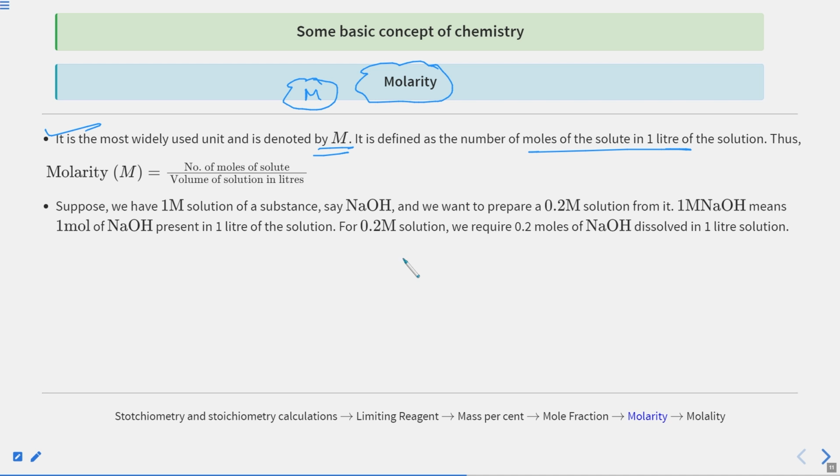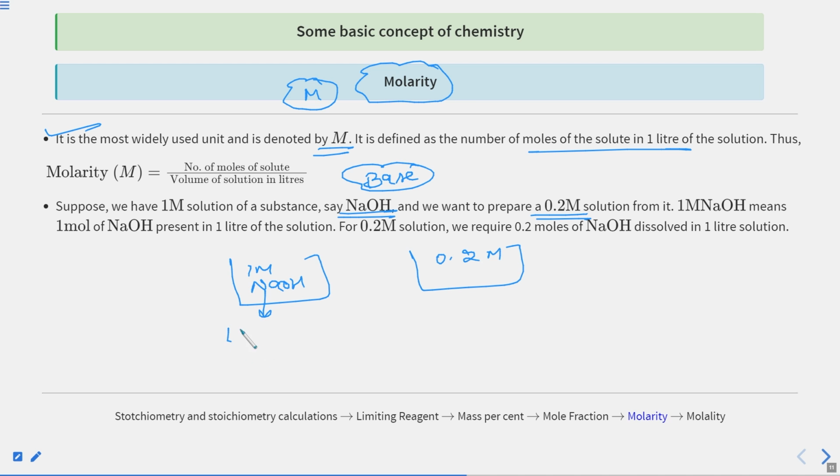Suppose we have 1 molar solution of a substance, let's say NaOH, sodium hydroxide, which is a strong base, and we want to prepare a 0.2 molar solution from it. So in one beaker we have 1 molar solution of NaOH. 1 molar NaOH means 1 mole of NaOH is present in 1 liter. So we have total 1 liter volume, and in it we have 1 mole of NaOH. 1 mole means given mass divided by molar mass, you will get the 1 mole.